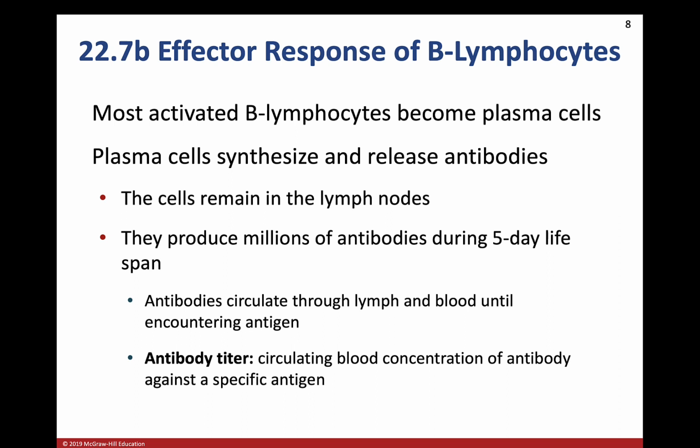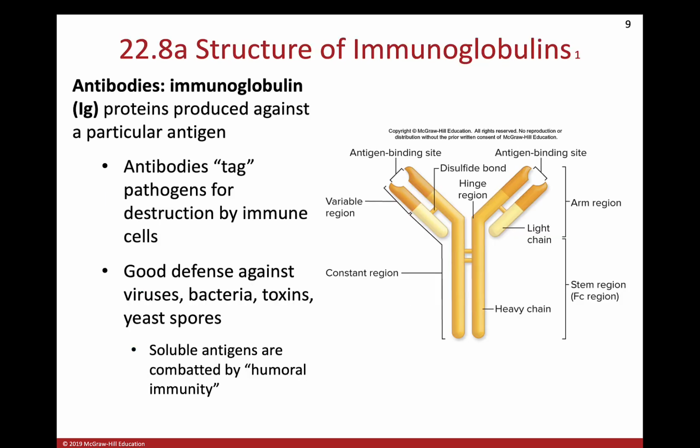Antibody titer, this is the circulating blood concentration of antibody against a specific antigen. And so it's important that you have enough antibody to respond to the particular antigen that the antibody is specific for. Now here we're looking at antibodies, and these are immunoglobulins. And one thing to keep in mind, I'm not going to spend a lot of time assessing you on antibodies, beyond the fact that they are part of B cells, humoral immunity, and also secreted and synthesized by plasma cells.